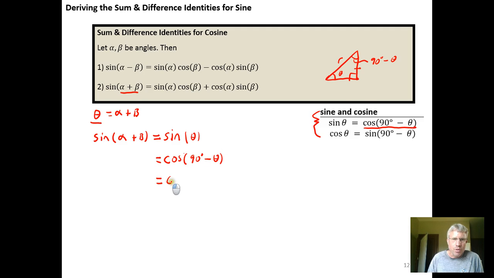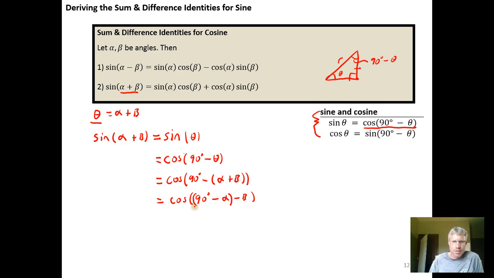So we get cosine of 90 degrees minus theta, but theta is really alpha plus beta. So I can make a substitution there. And then I can distribute the minus sign and regroup things. So I can go cosine of 90 degrees minus alpha minus beta by distributing the minus sign into the parentheses. And then I can use grouping to say, hey, I'm going to do the 90 degrees minus alpha first before I subtract the beta.